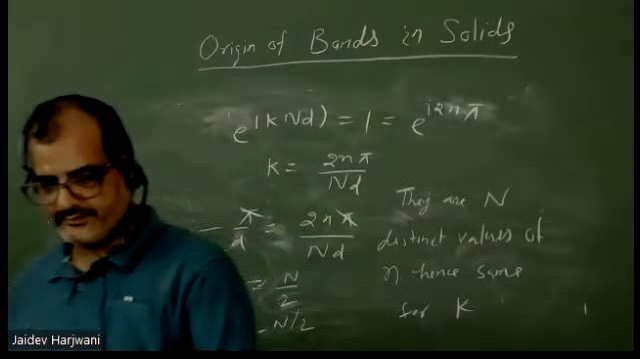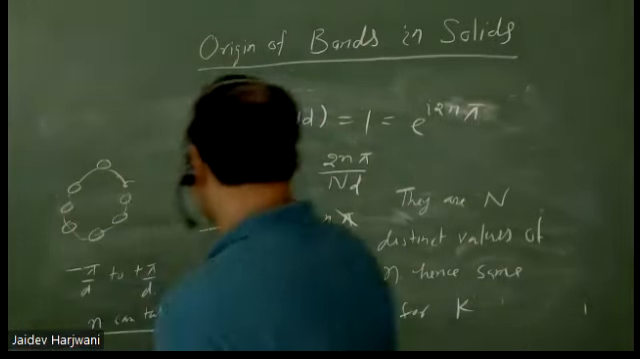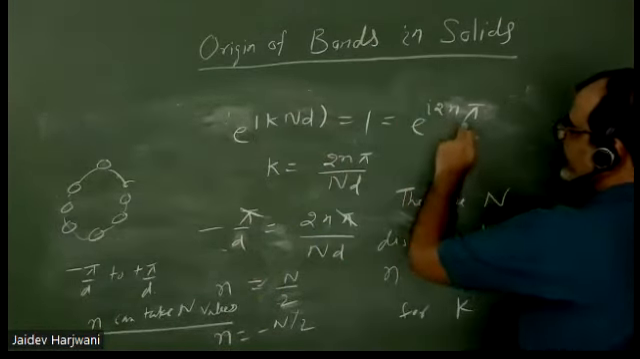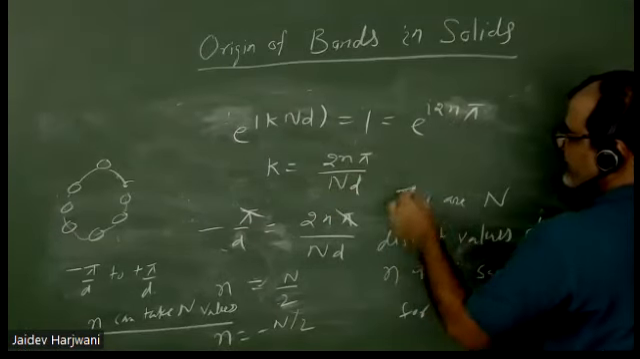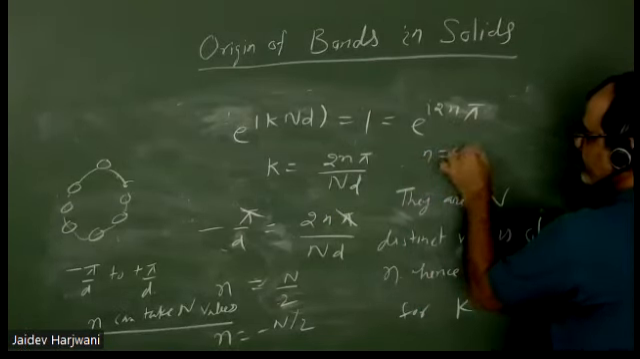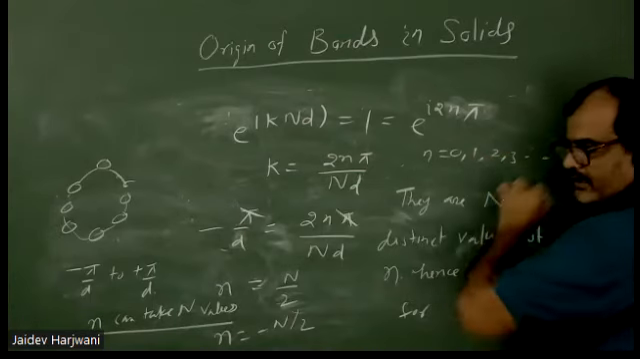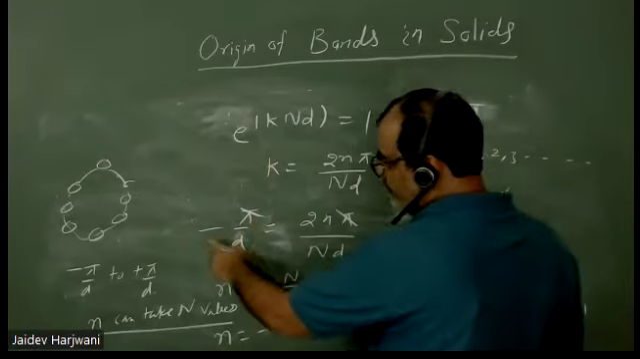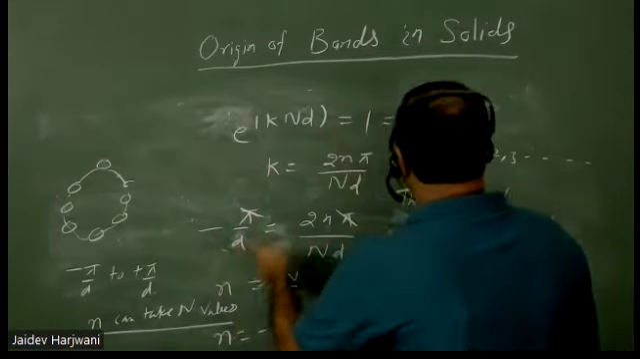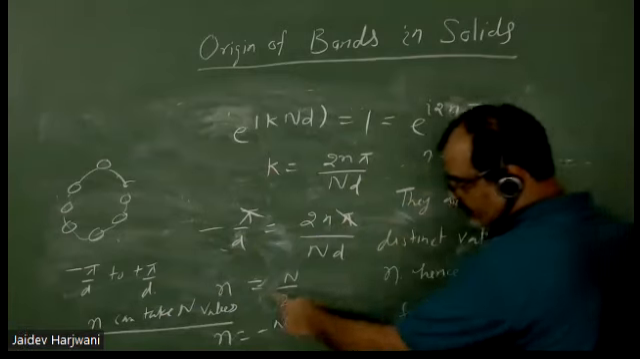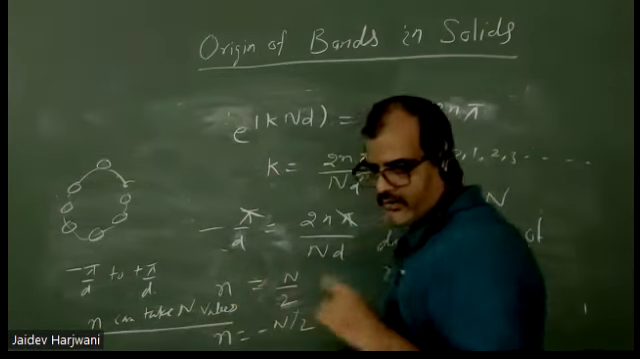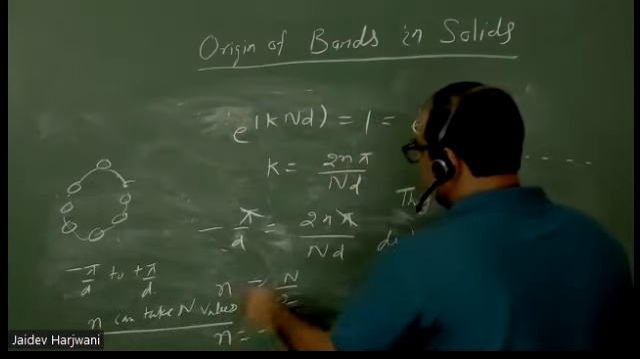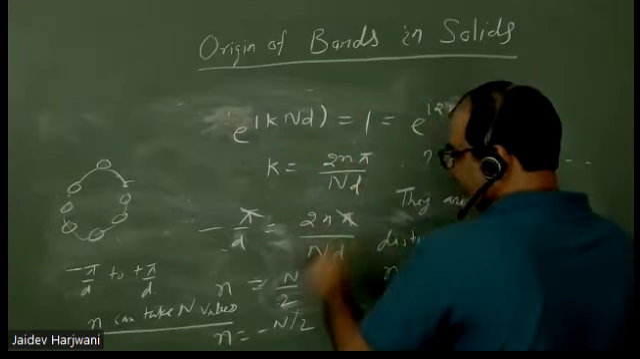Sir, small n means number, small n is a number. Let k be iota k and d is iota 2 pi. Okay, so where n is what? N is 0, 1, 2, 3. Okay, so now when I'm restricting my k values from minus pi by d to pi by d, n can have total N values. That means my k also can have total N values.